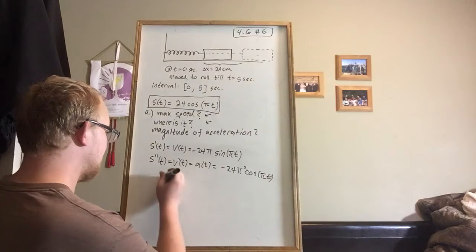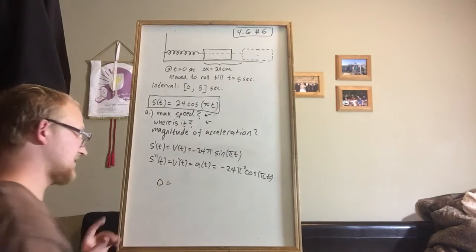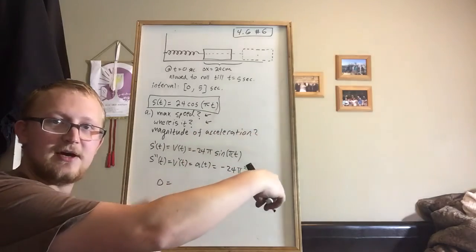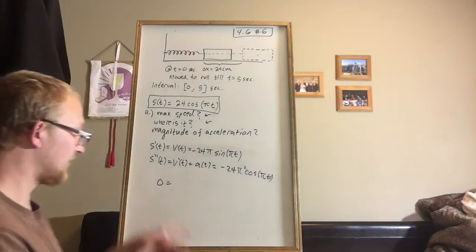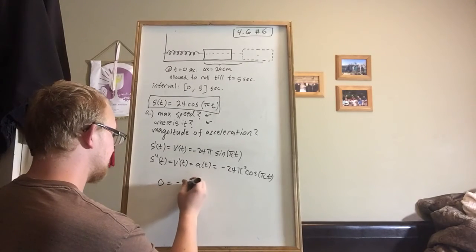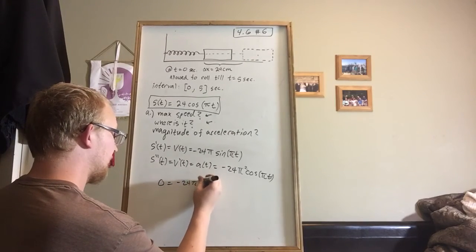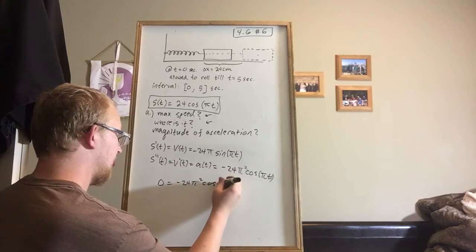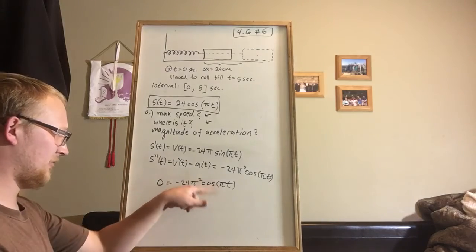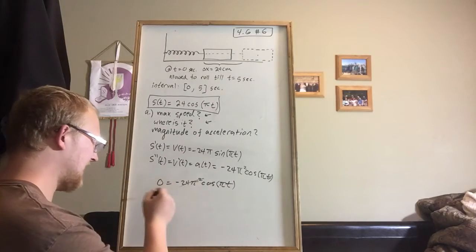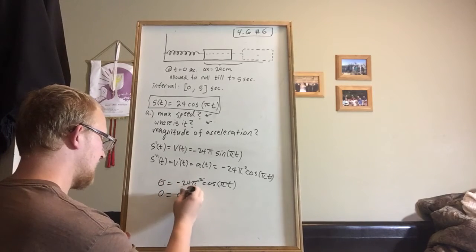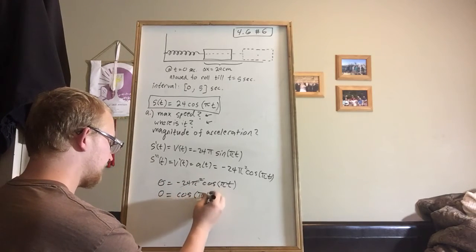So we're going to set a of t equal to 0, because remember, when our slope is 0, that indicates a maxima or a minima. So we're looking for a maxima. So we'll set the acceleration equal to 0. Negative 24 pi squared cosine pi t. The beauty here is we can divide by negative 24 pi squared, and that cancels, and this side still remains 0. So we have 0 equals cosine of pi t.